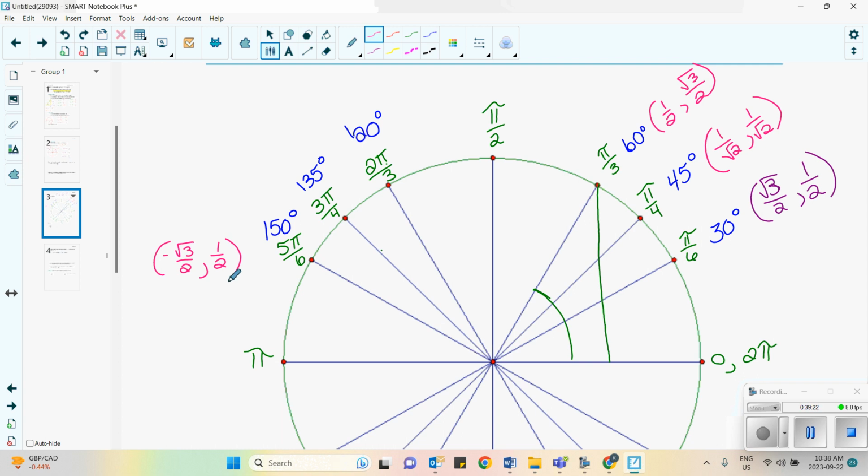Okay, if it has a denominator of 3, it's going to be that same coordinate pair, but it's going to have a negative for x. Del, are you with us?